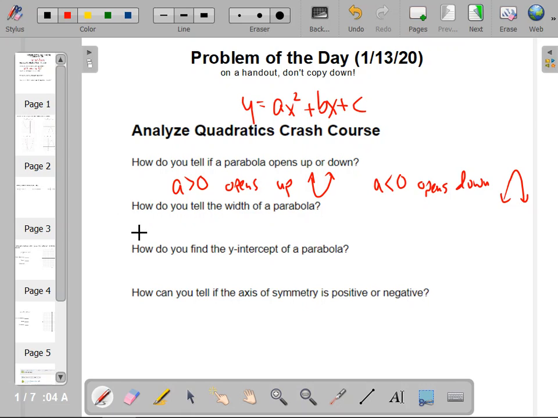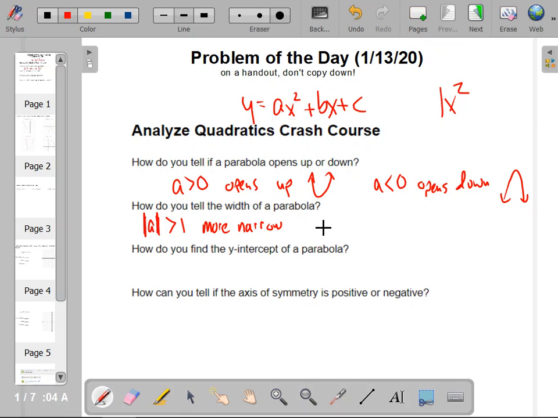What we're really talking about is the absolute value. So I'm going to say the absolute value of a. If it's positive 5 or negative 5, those have the same width, and they would both be very narrow. If it's greater than 1, then it's going to be more narrow than if it's 1. When we talk about the width, we're usually comparing it to 1x squared.